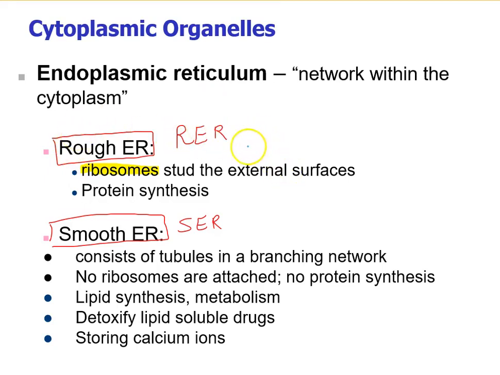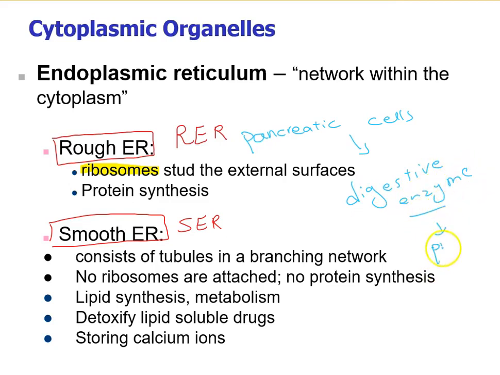Let me make a real example. In the organ pancreas, which is one of the organs of the digestive system, the pancreatic cells are producing the digestive enzymes. And enzymes are protein. Okay, and guess what? In the cytoplasm of the pancreatic cell, we should have lots of rough endoplasmic reticulum and also ribosomes.